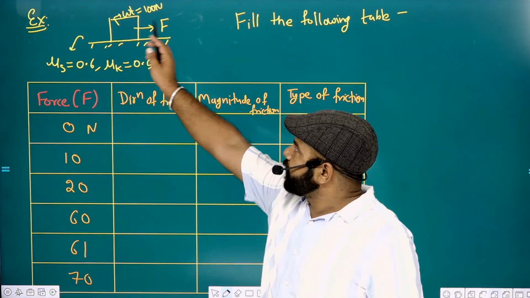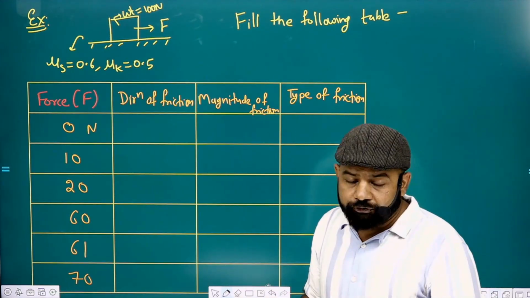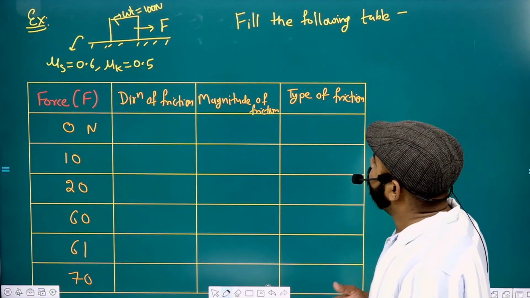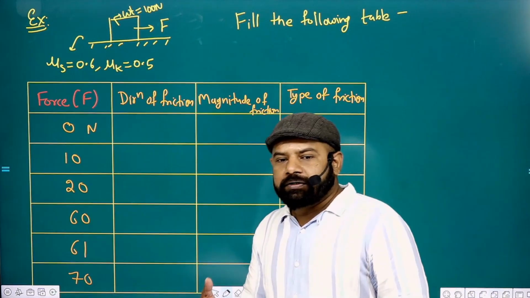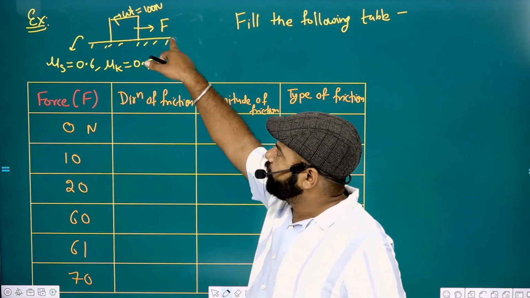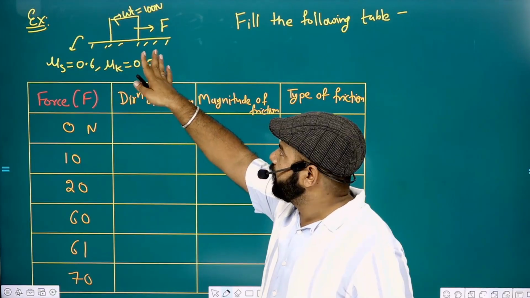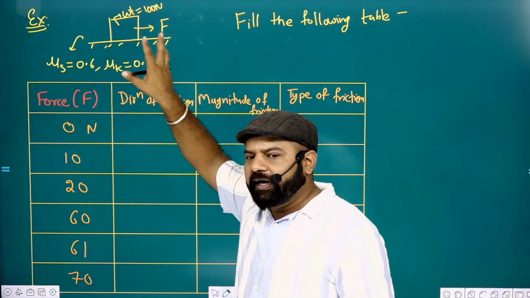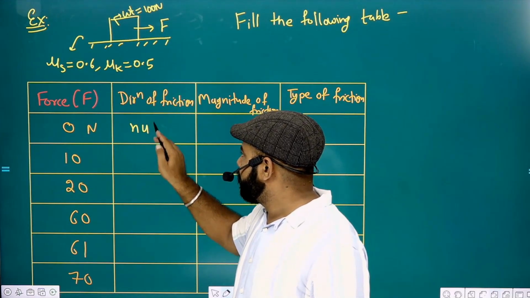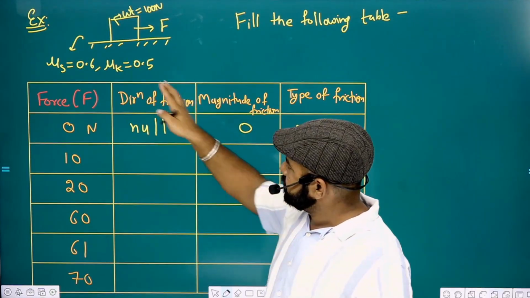So when the force applied is 0, in that case we have to tell the value of the friction force, its magnitude, direction and type of friction force, whether it will be static or kinetic, right? If this force F is 0, there will be no tendency of movement, so the block will remain at rest and there will be no friction. So we can say null, 0. So this is the first case.